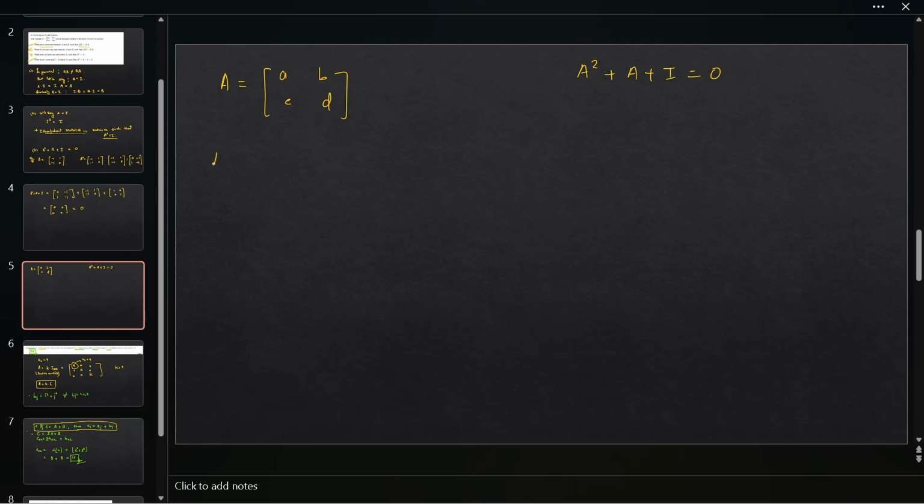That means first we'll have to calculate the value of A square. To calculate the value of A square, we'll just multiply A with itself. So A, B, C, D will get multiplied with A, B, C, D. That will give us a new matrix, that is A square plus BC, and here it is going to be AB plus BD, and then we will be having AC plus DC, and then it would be BC plus D square.